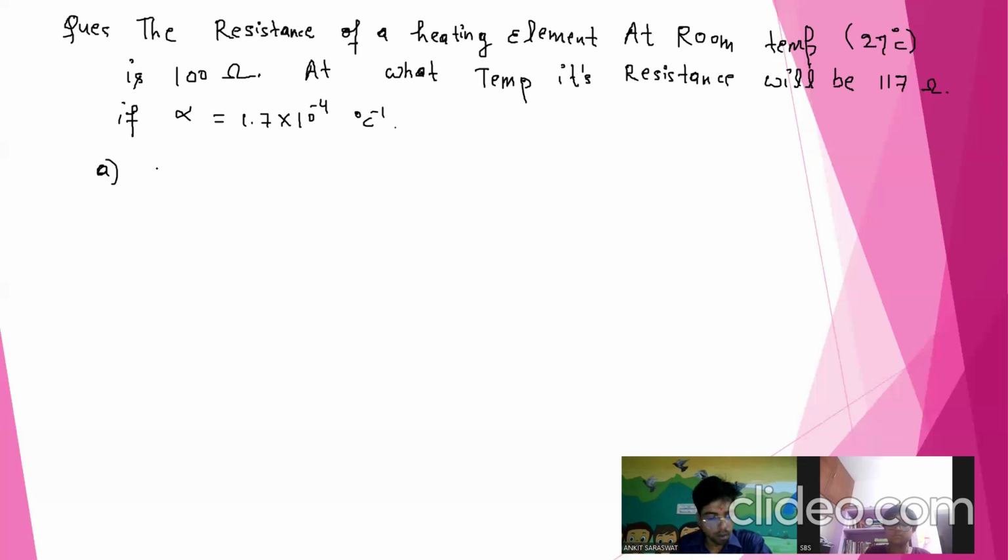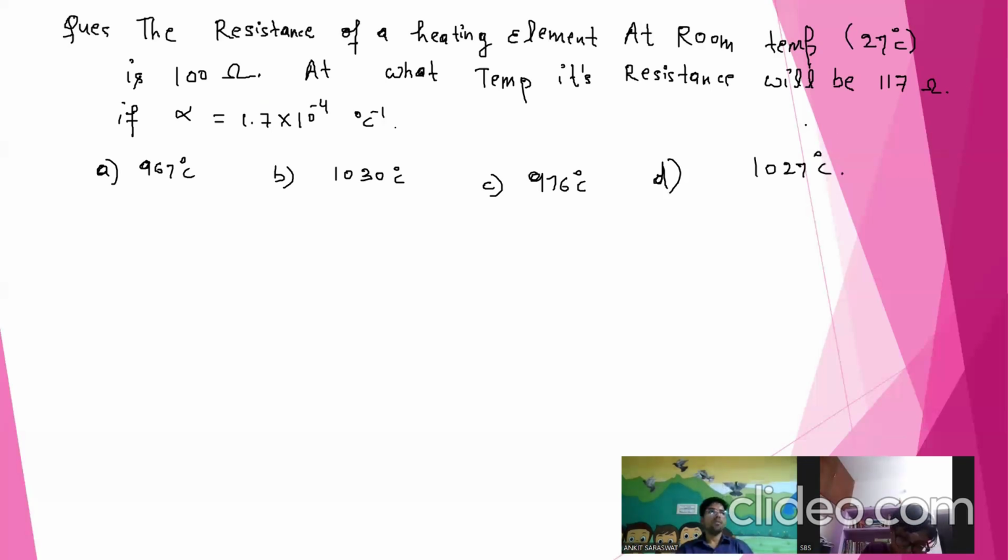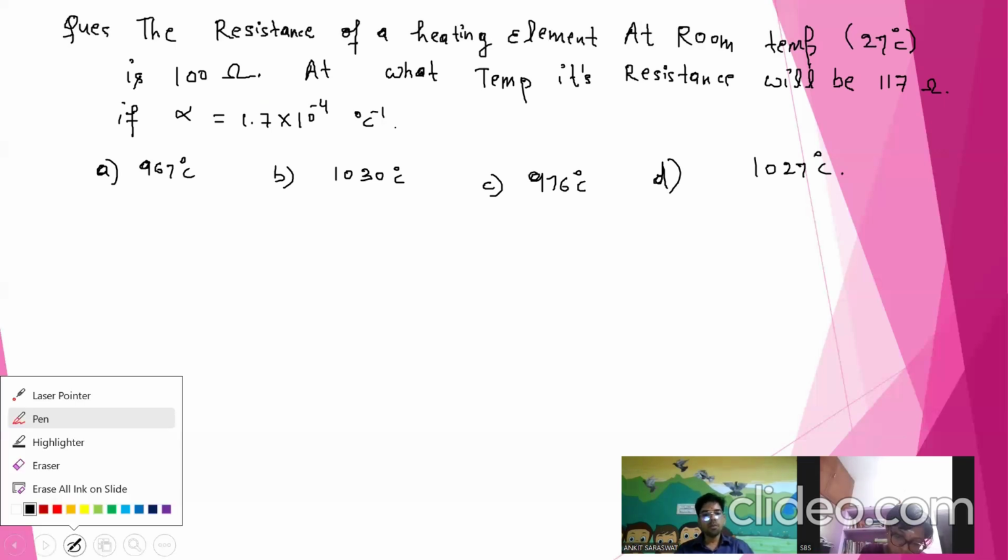Apply the formula, give me the answer. Option A, 967 degrees Celsius. Option B, 1030 degrees Celsius. Option C, 976 degrees Celsius. Option D, 1027 degrees Celsius. What is the answer? Please try this question and I will also help you.